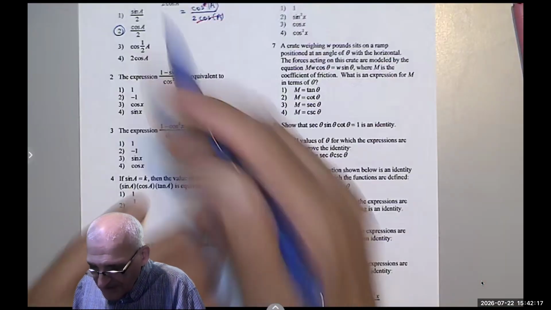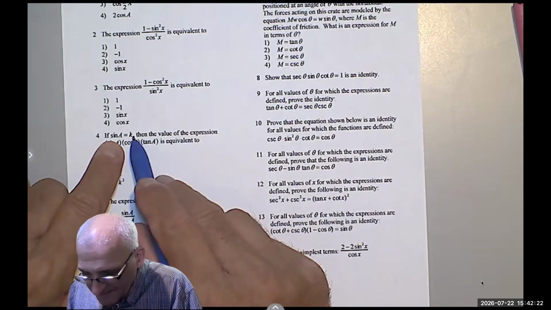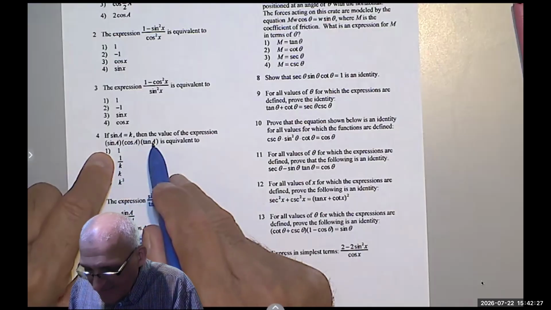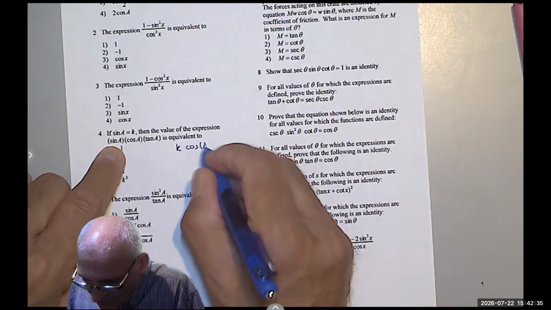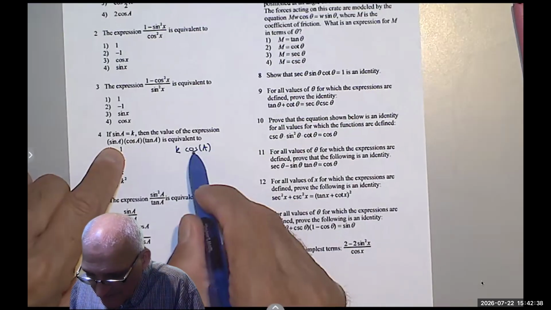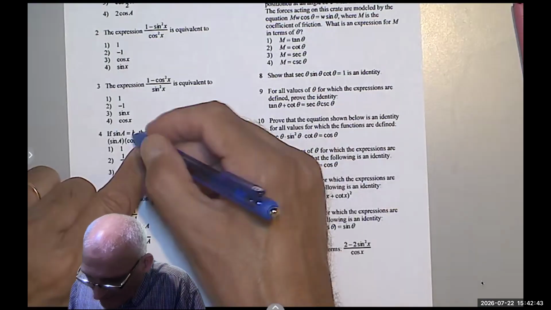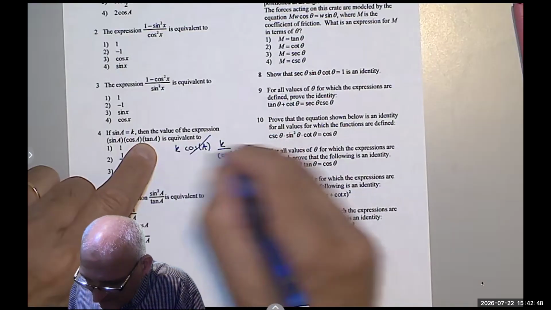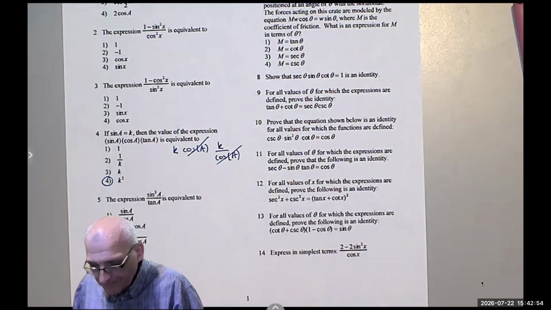This is similar, so I'm going to skip it. This is similar, I'm going to skip it. Sine A is k. Then the value of the expression sine A times cosine A times tan A is equivalent to what? Well, sine A is k, times cosine A, notice I'm not going to worry about what cosine A is, times tan A, but tan A is sine over cosine, and sine is k, so k over cosine of A. These cancel even if I don't know their magnitude, and I get k squared, which is number 4.